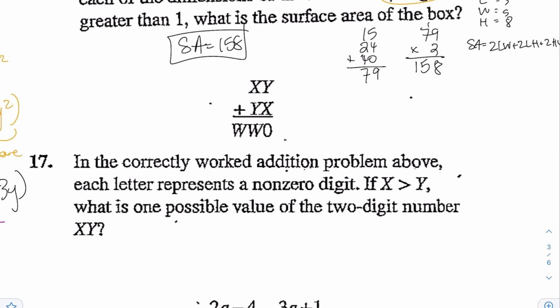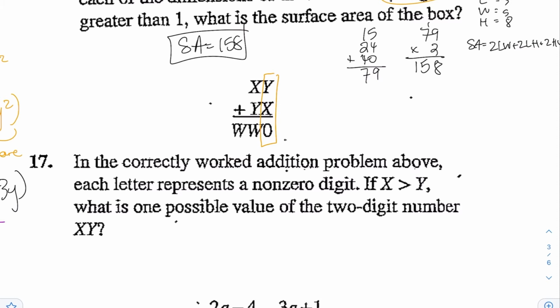All right, next for number 17, in the correctly worked addition problem above, each letter represents a non-zero digit. If x is greater than y, what's one possible value of a two-digit number, xy? So here, you know that y plus x has to be a 0, and it can't be equal to 20, so it has to be equal to 10.